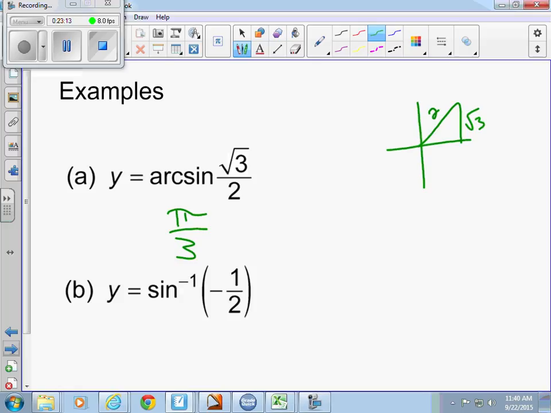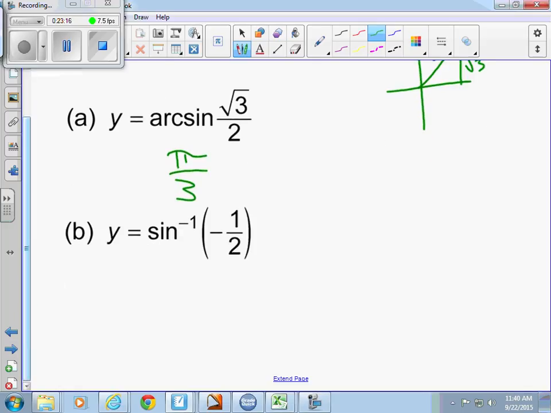What about sine inverse of negative 1/2? What am I going to do?